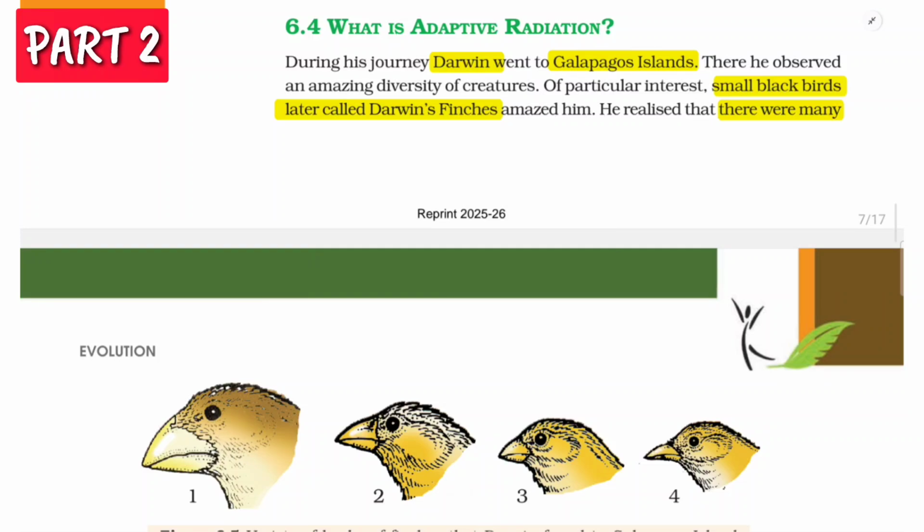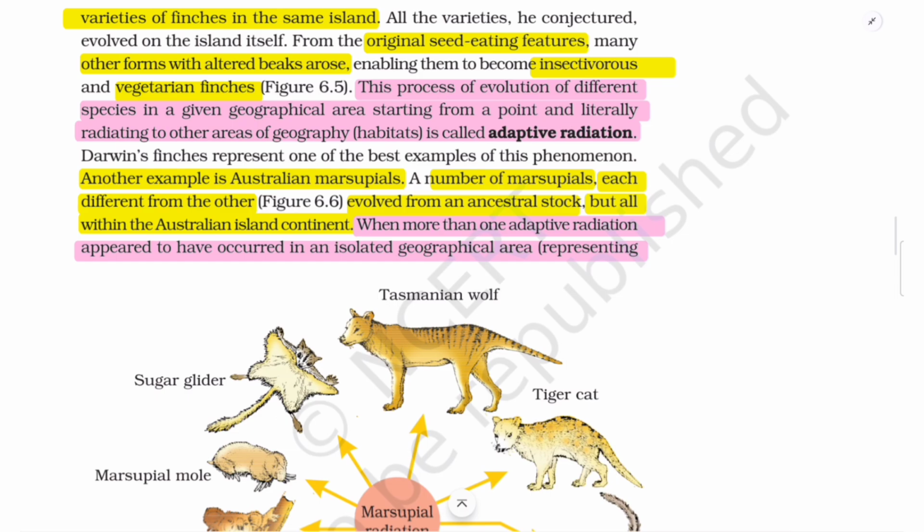6.4 What is adaptive radiation? During his journey, Darwin went to Galapagos Islands. There he observed an amazing diversity of creatures. Of particular interest, small black birds, later called Darwin's finches, amazed him. He realized that there were many varieties of finches in the same island. All the varieties, he conjectured, evolved on the island itself.